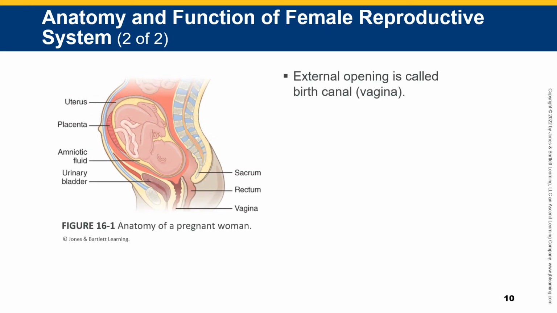The external opening of the female reproductive system is called the birth canal or vagina. And this illustration is figure 16-1 from your text and is a good slide to identify the important organs and features of pregnancy that you need to understand.